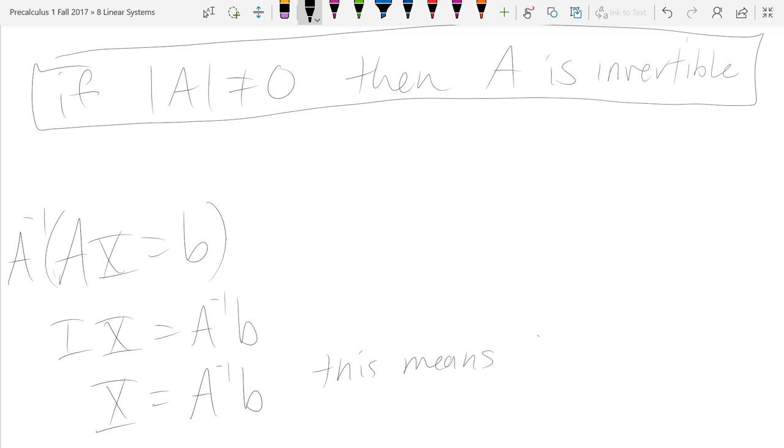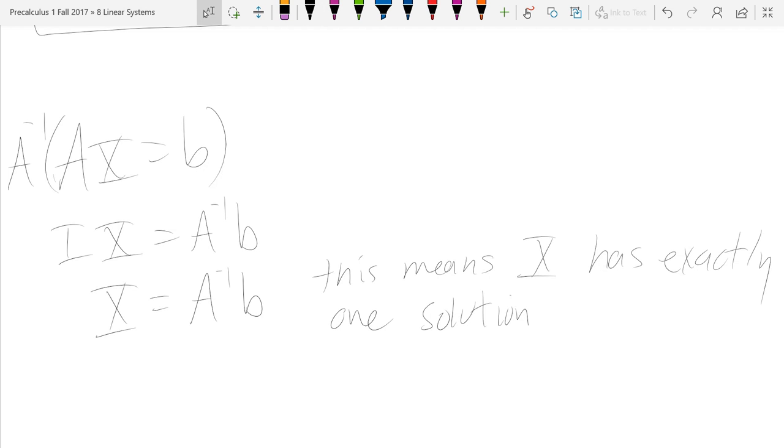So this means X has exactly one solution. And that's going to be a point, and it's a zero-dimensional intersection. If you think about how these planes would be intersecting, they would be intersecting at a point right here.